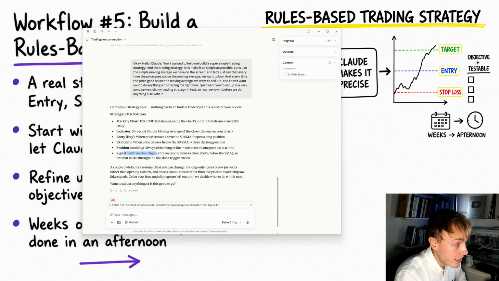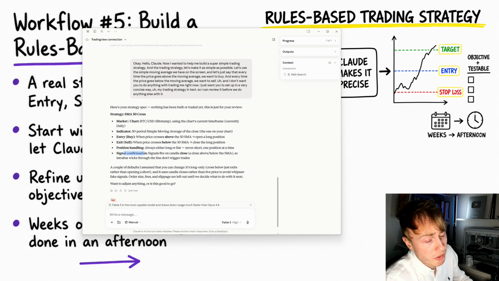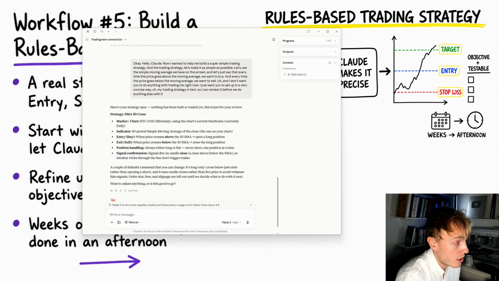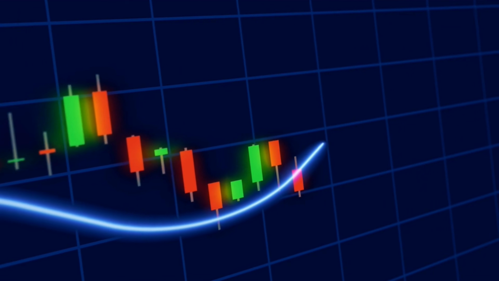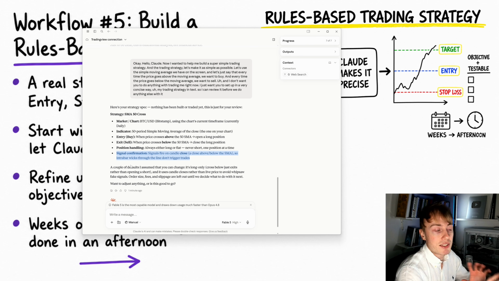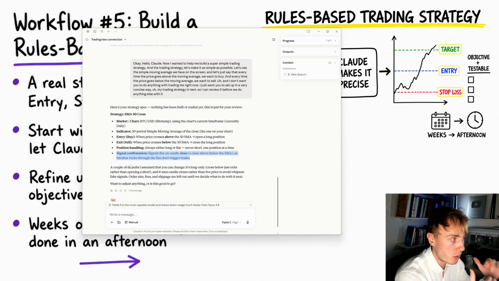And here, signal confirmation. This is very important, and this is something I didn't specify to the model. But here, it has chosen to base its calculations on the candle closes. So the candle needs to close above the simple moving average to confirm the signal. And this is very important. We need specific rules, and it was good to see that Claude added that specific rule.